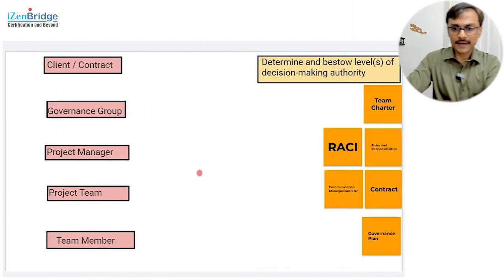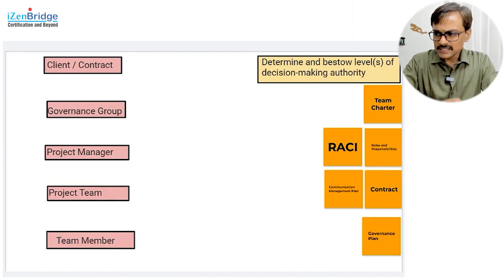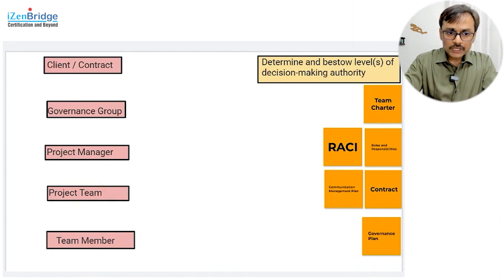The second part, determine the best levels of decision-making authority. Sometimes people also get confused in the understanding perspective. So say we do want to create a self-organizing team. That's the whole idea.